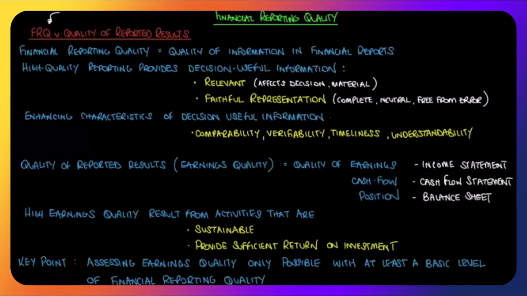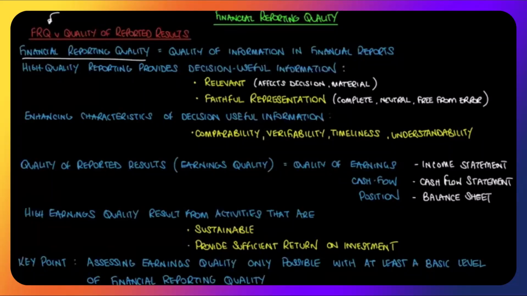But anyway, financial reporting quality will define, first of all, the quality of information in the financial reports. Meaning, can you make sense of it? High quality reporting, if the quality of information is good, will give, and this is the term used in the International Financial Reporting Standards conceptual framework, decision useful information. What does that mean? Two things, primarily. It is relevant and it displays faithful representation.